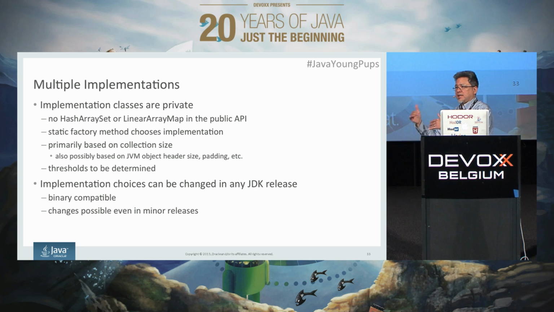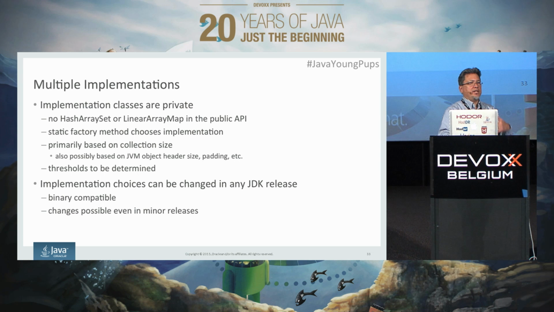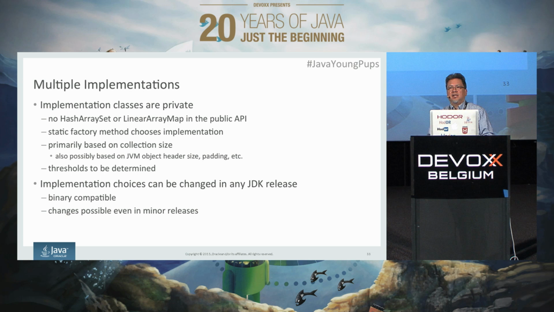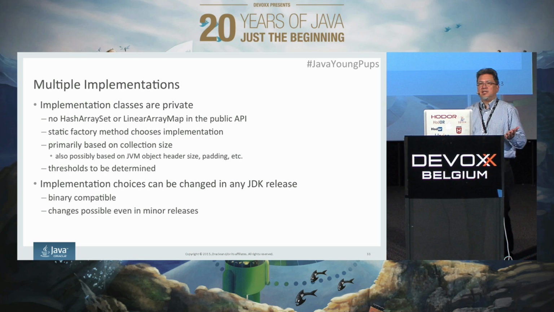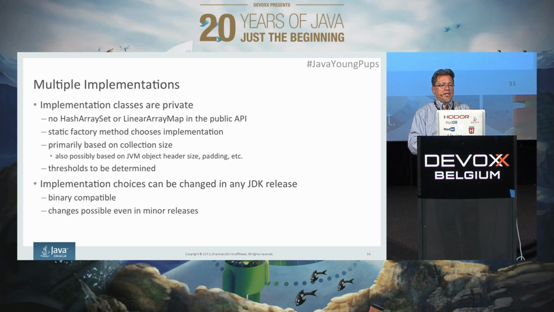Now, the idea here is that if these are all kept private and opaque to the application, we can change those in the JDK at any time, possibly even in minor releases. And the idea is that all these implementations strictly adhere to our classic list, set, and map implementations. So the application can't tell when it gets a different implementation, mostly. We'll talk about that in a moment. But anyway, the idea is that we can change these compatibly in any release, possibly in minor ones.